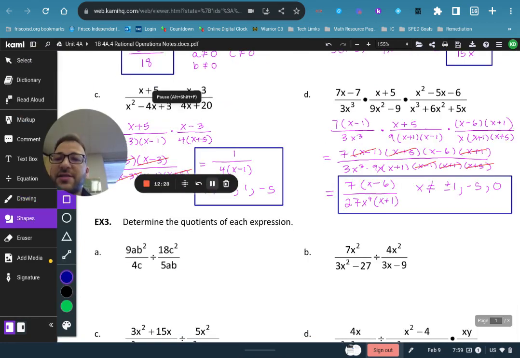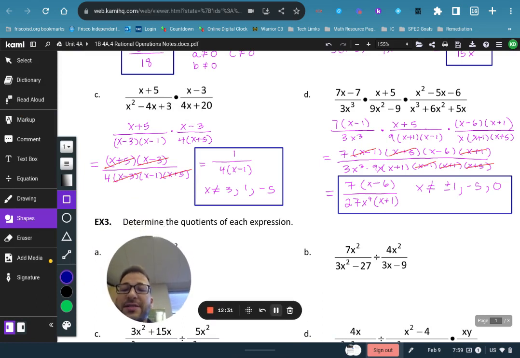All right, y'all, let's look at C and D real quick. On C, we can simplify that to (x plus 5) over (x minus 3), times (x minus 1) times (x minus 3) over 4 times (x plus 5). Once we multiply across, we see that x plus 5 cancels out and x minus 3 cancels out. So we're left with 1 over 4 times (x minus 1).